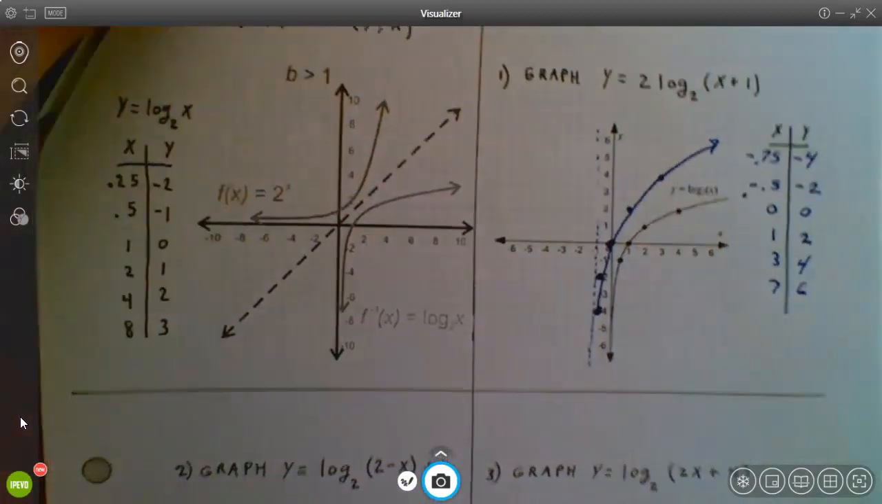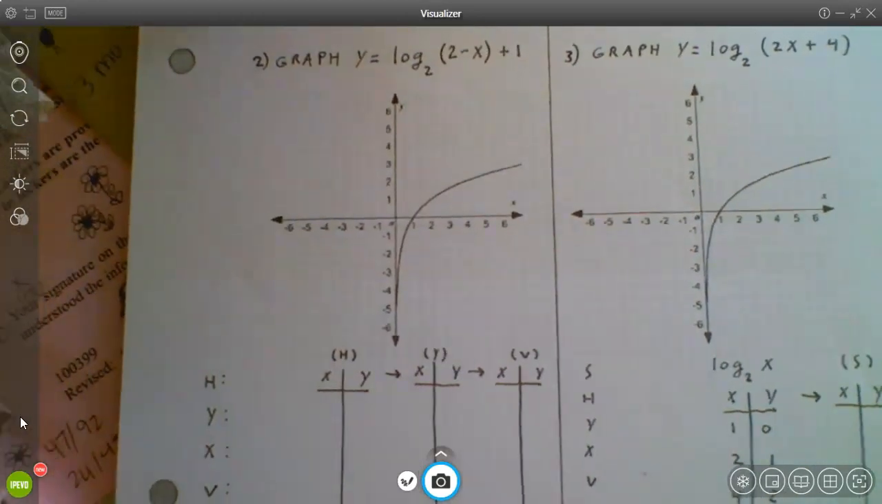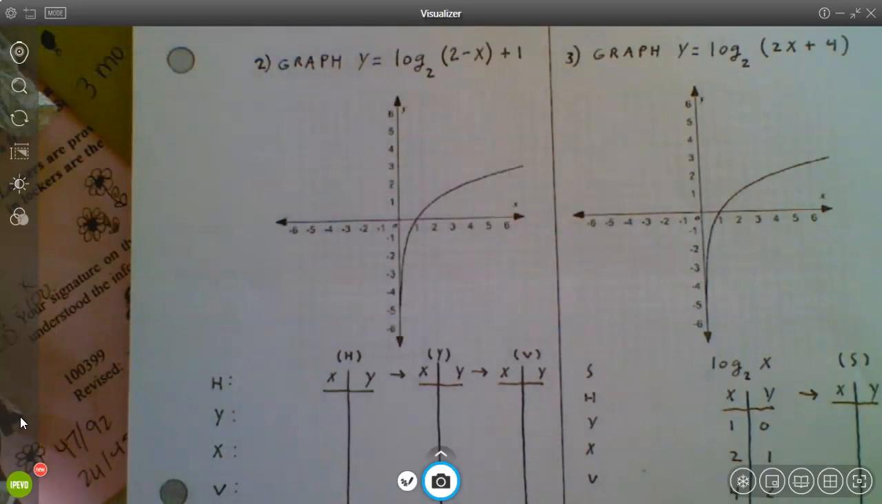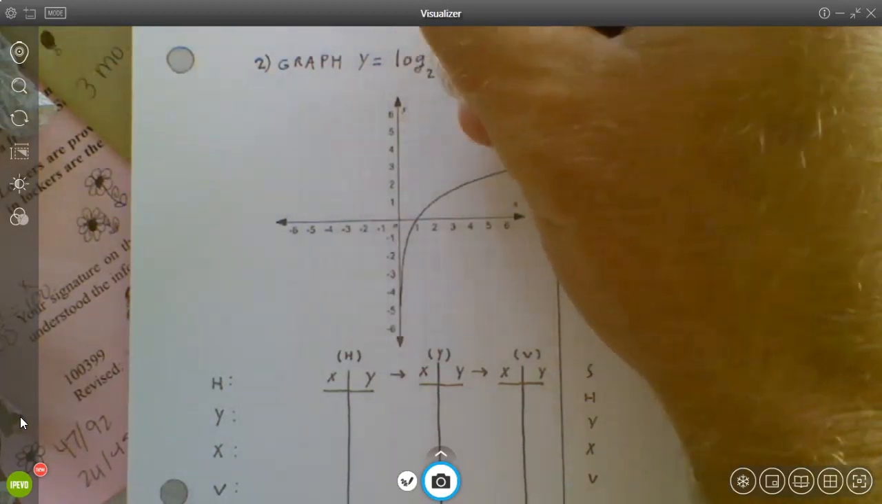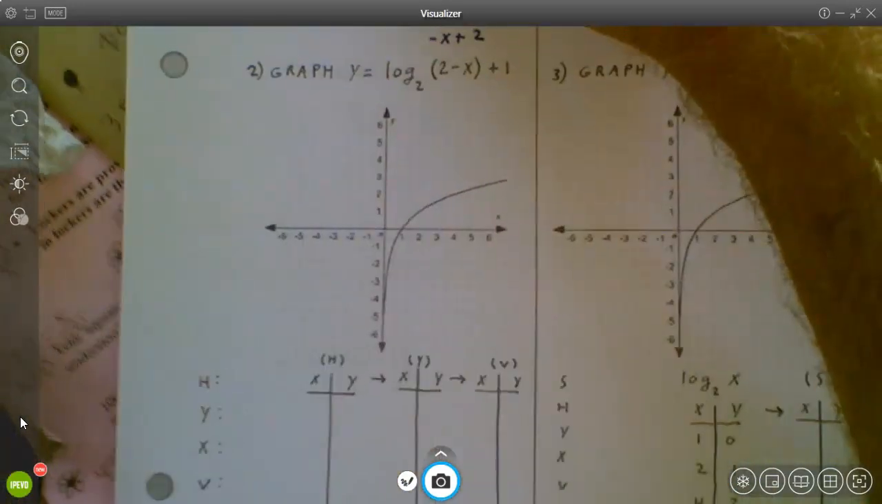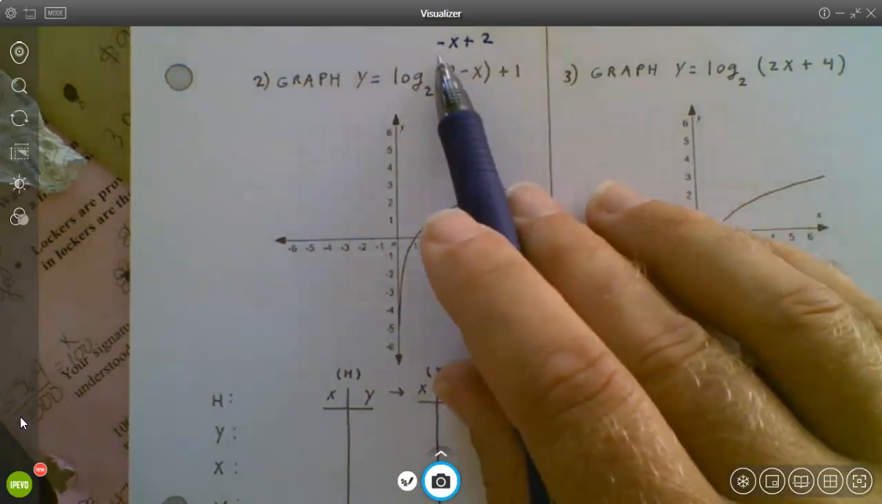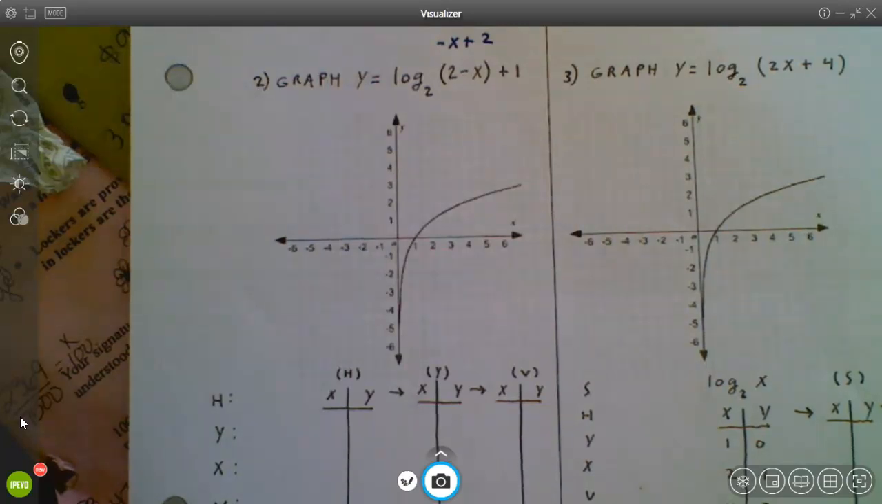Let's go on to graph number 2. So how do we handle this when I have 2 minus x in parentheses? We already know the +1, that's nice and easy, vertical shift. But what about the 2 minus x? It might be easier to write it as -x plus 2. Because now I can see there's a reflection here, and I have my left 2 horizontal shift. And so maybe writing it that way would be a little more clear to you.